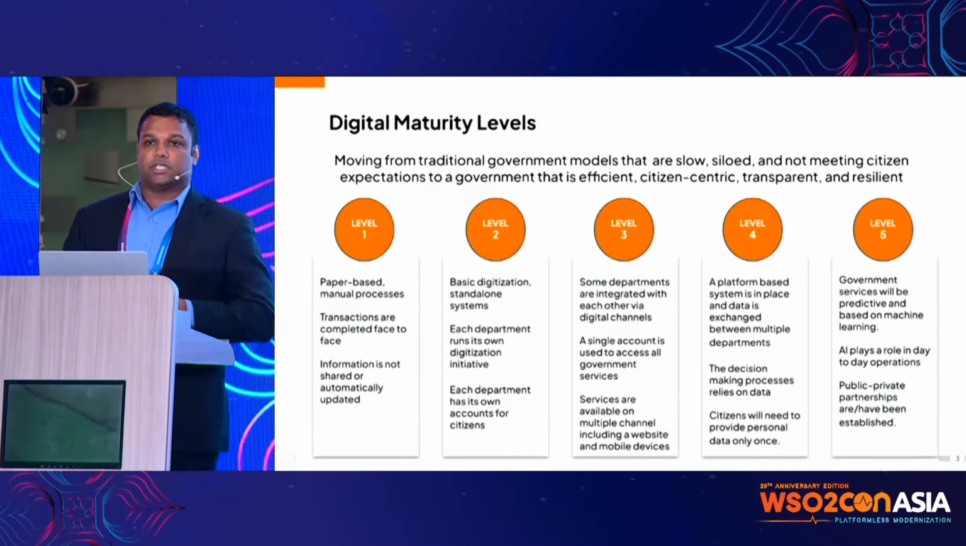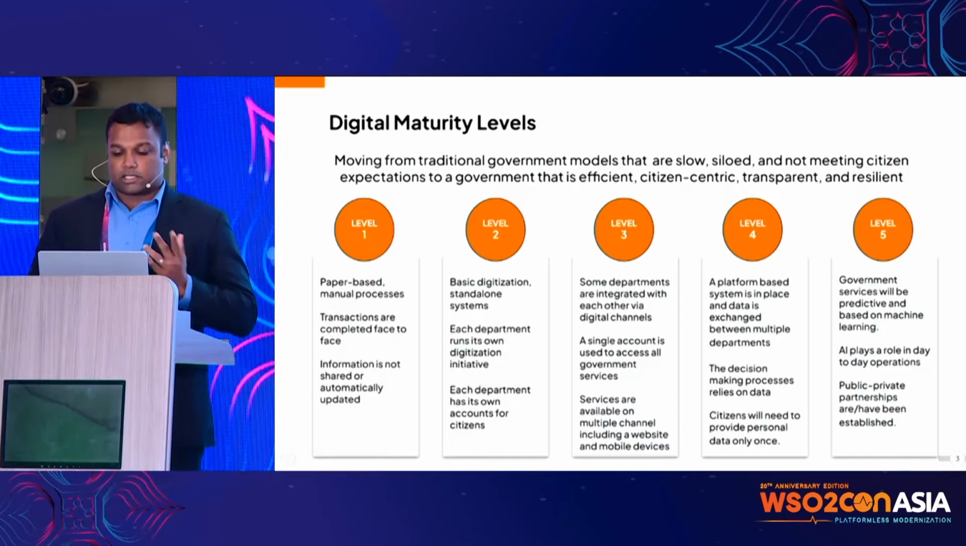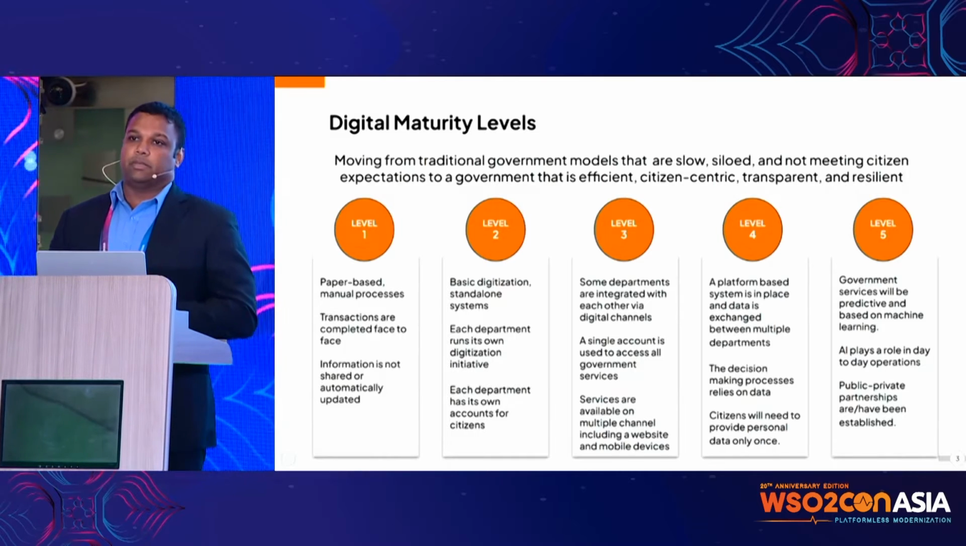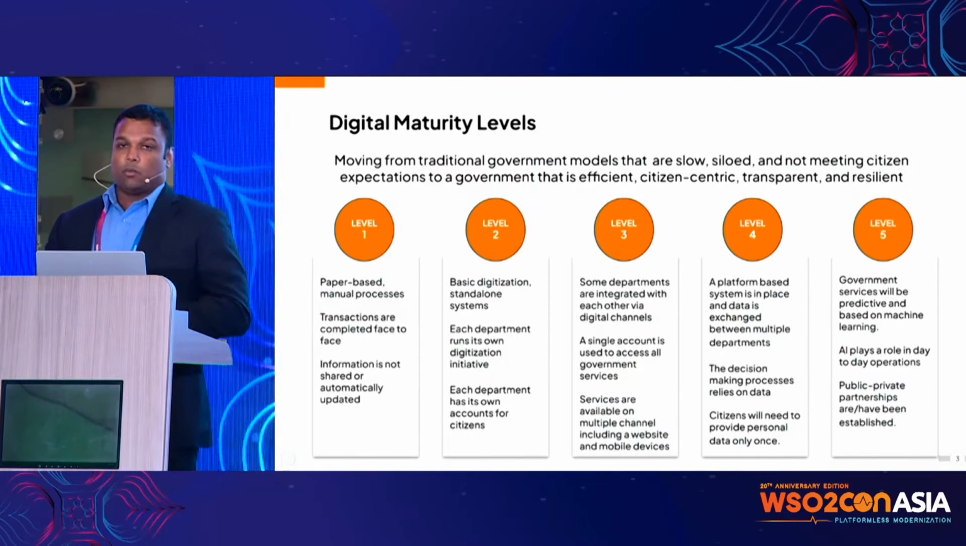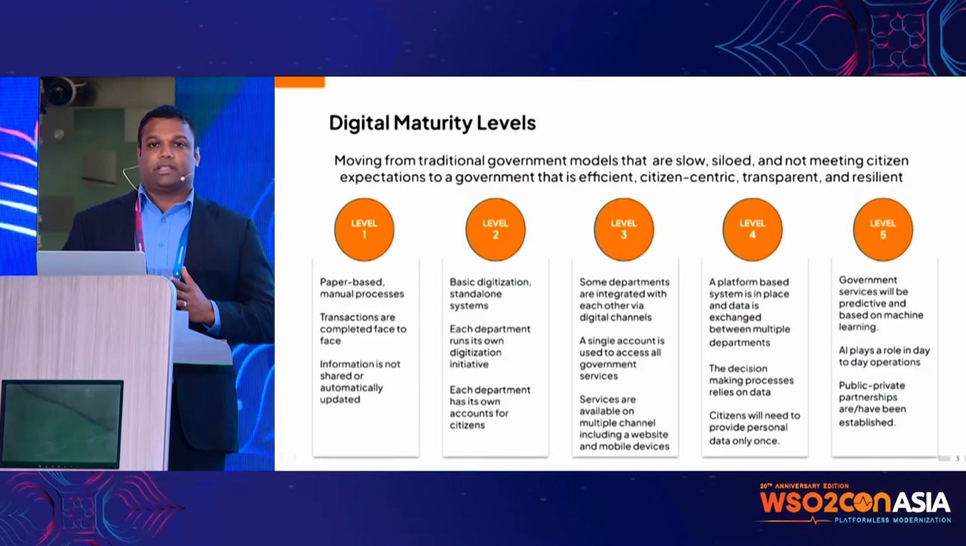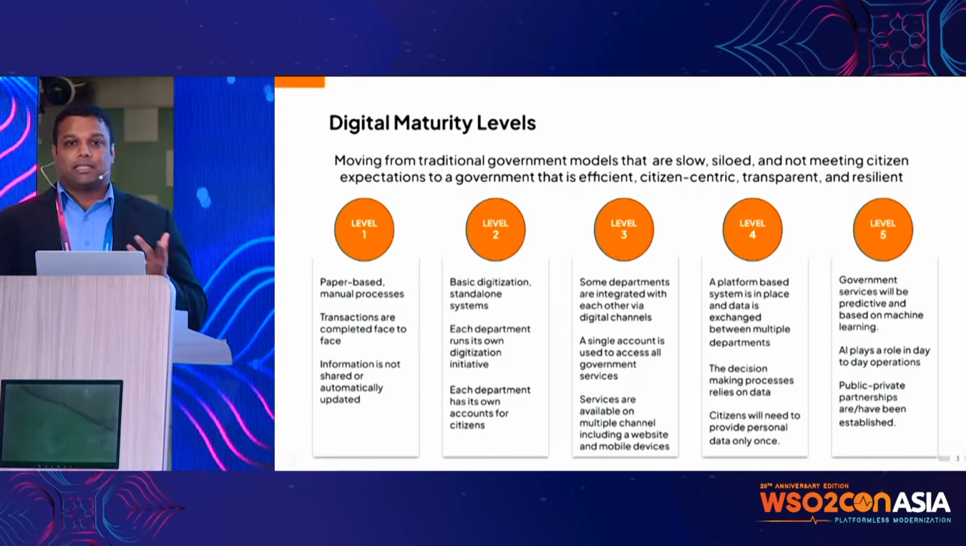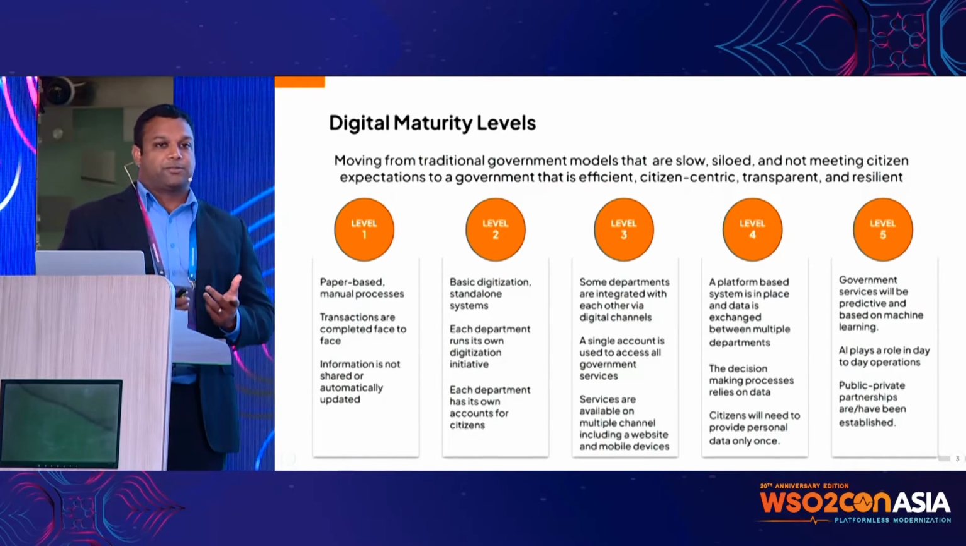What we talk about in terms of maturity levels is how we move from a traditional government model, which is siloed, it's slow, and it doesn't meet our needs or expectations as citizens. We're trying to move from that to a government that's more efficient, that's citizen-centric, and it's more transparent.